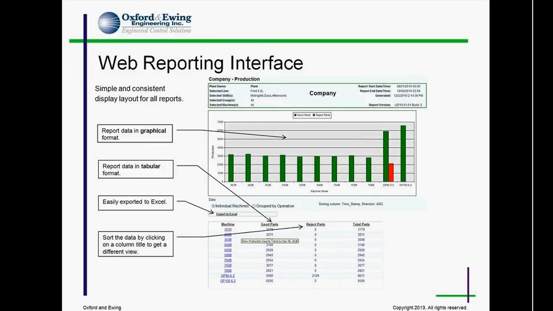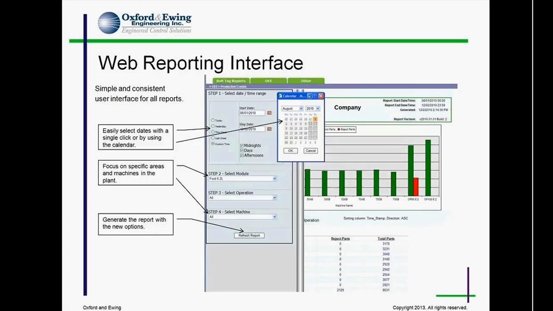As you drive into this production report, you get the header that basically tells you what you're looking at, what the time frames are. It gives you a graphical representation of the data as well as a tabular representation of the data, and also allows you to export the data to Excel if you would like to. You can go into the tabular form and sort on the columns, and when you do, the graphical representation will adjust accordingly, so you can do the analysis that way.